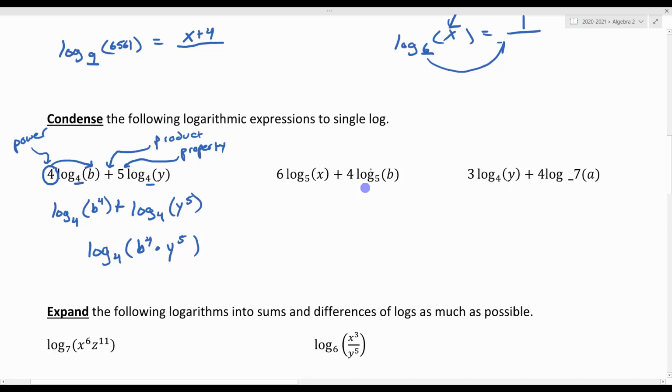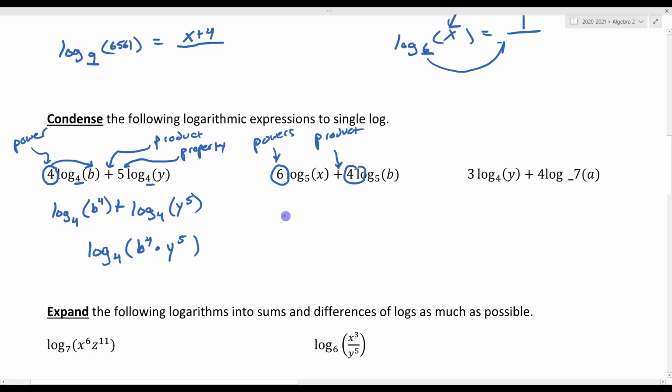All right? Let's try it again. We're going to do this same kind of problem here. So again, I see numbers out front. Right? Those are powers. Okay? And then I see a plus in between the two logs, so this is going to be a product property again. And remember, we want to go powers first, then product.